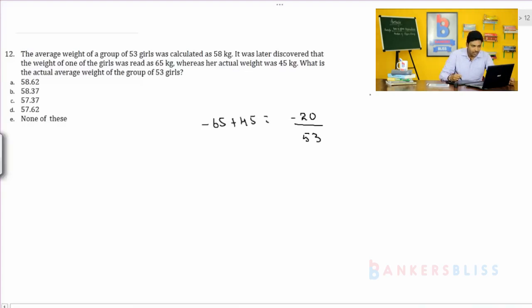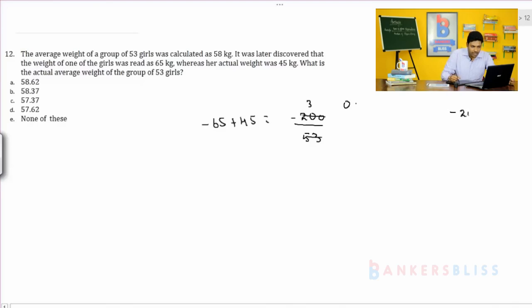So if you divide, it will be 0 point, 200. So 53, 5 fours are 20, but 3 fours are 12. It will be 212. So 5 threes are 15, 150, 3 threes are 9, 159. So the remainder is 41, or else you divide here.